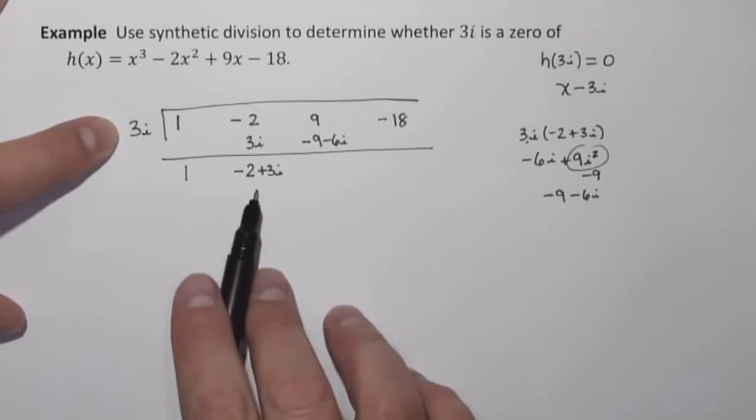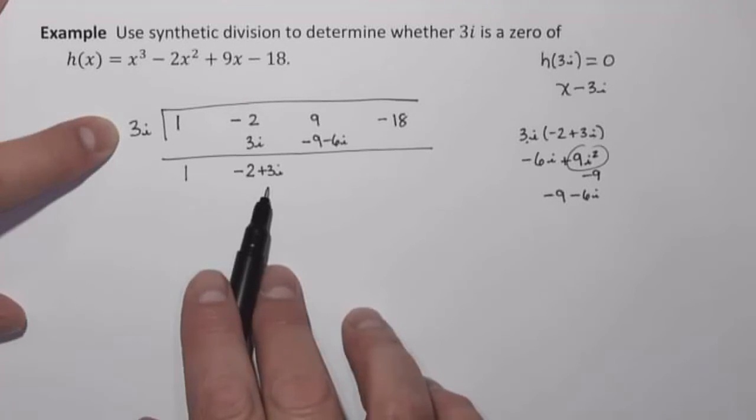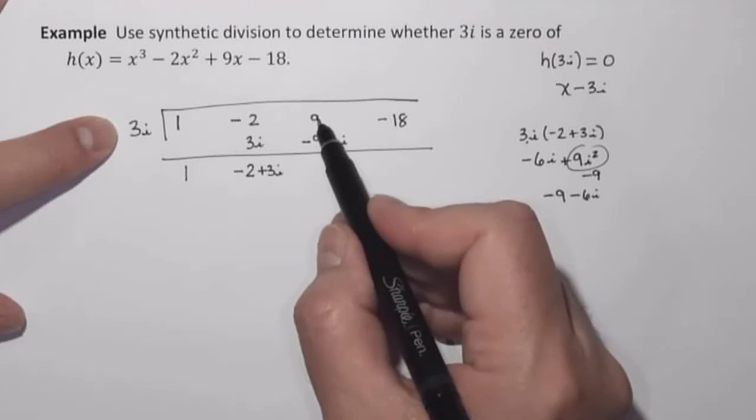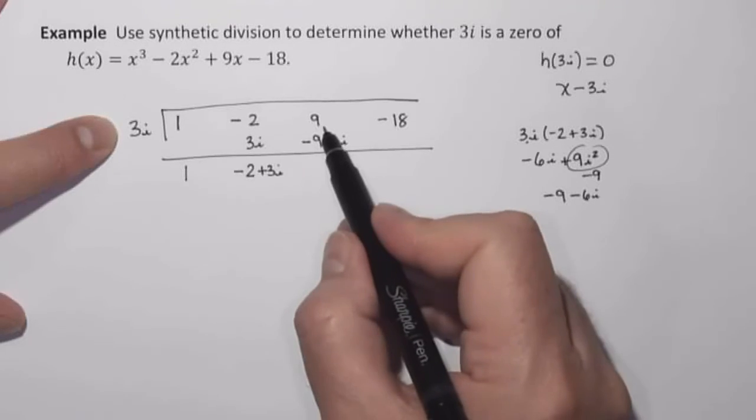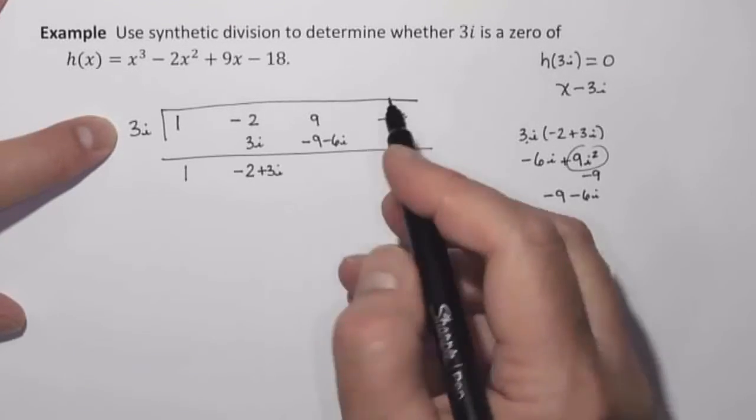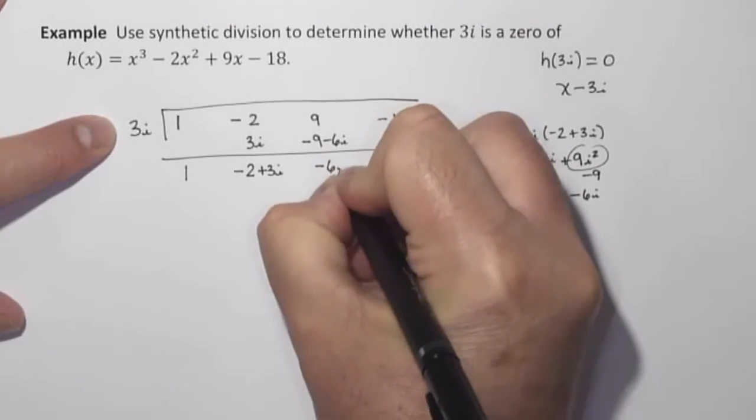Again, that came from 3i times the negative 2 plus 3i. Now add 9 plus negative 9 minus 6i. 9 minus 9 is 0, and so we only have minus 6i.